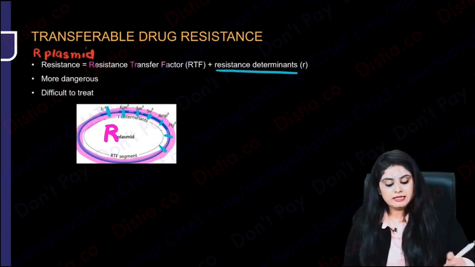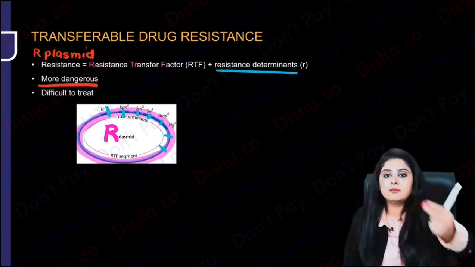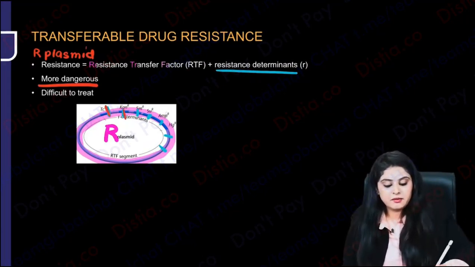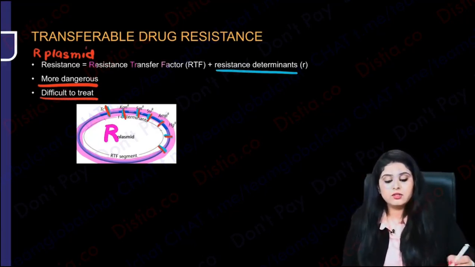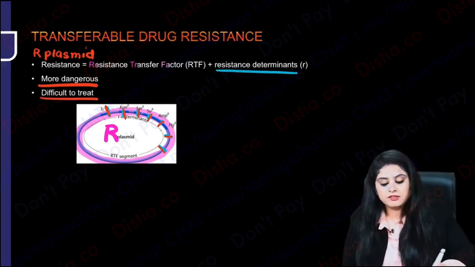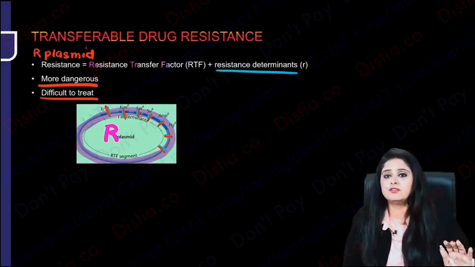So please note that this is a very, very dangerous situation. If a bacteria ends up giving an R plasmid, it means at the same time it can give so many resistances altogether. So this is going to become very difficult to treat. What did I learn? Transferable drug resistance via this methodology is very, very difficult to treat, because you have no idea in one go how many resistances have been transferred.